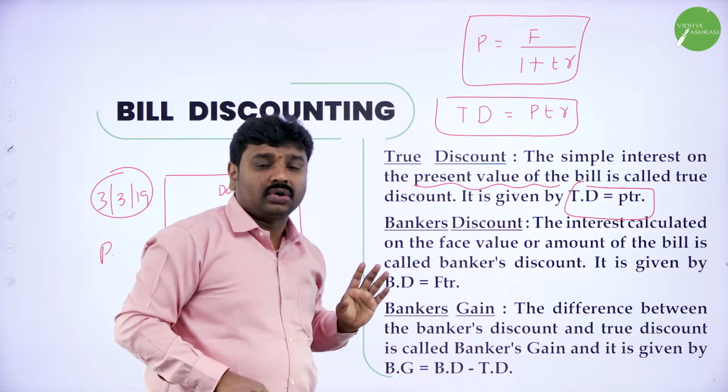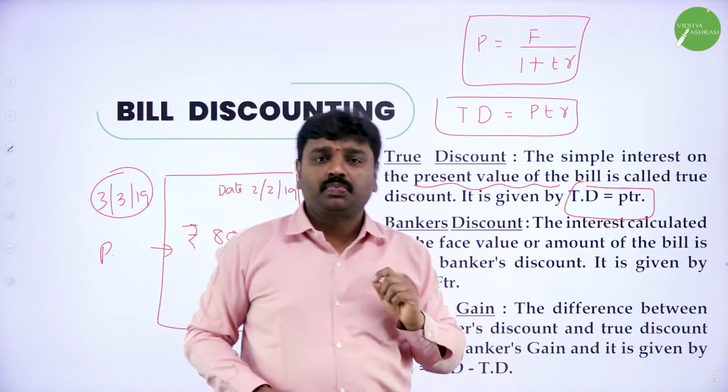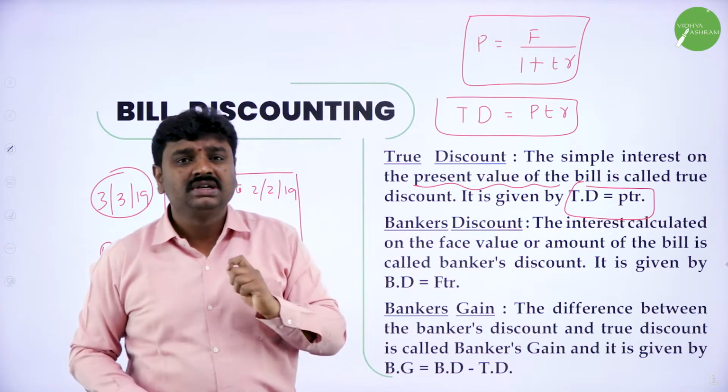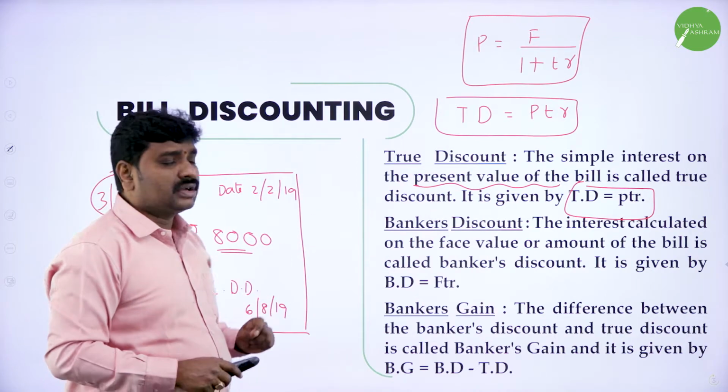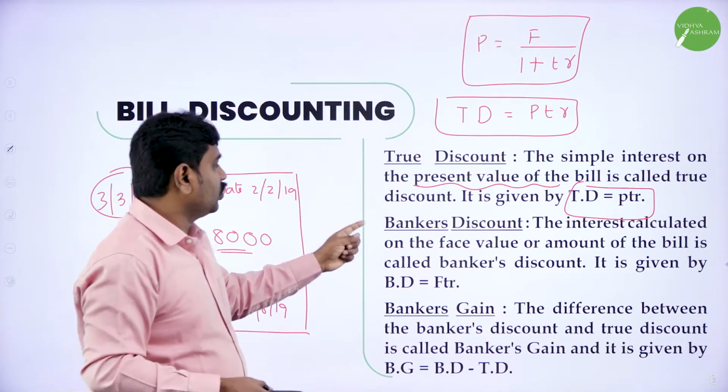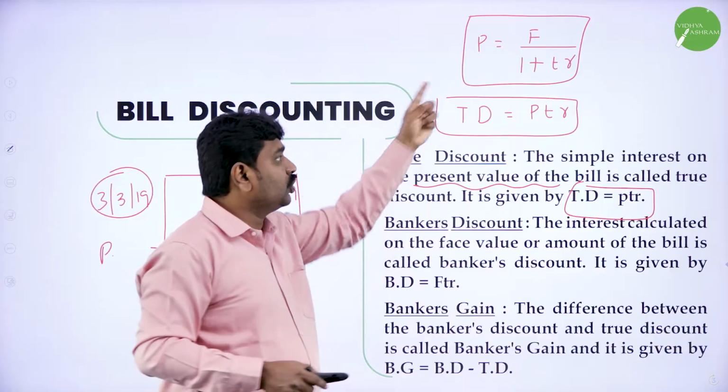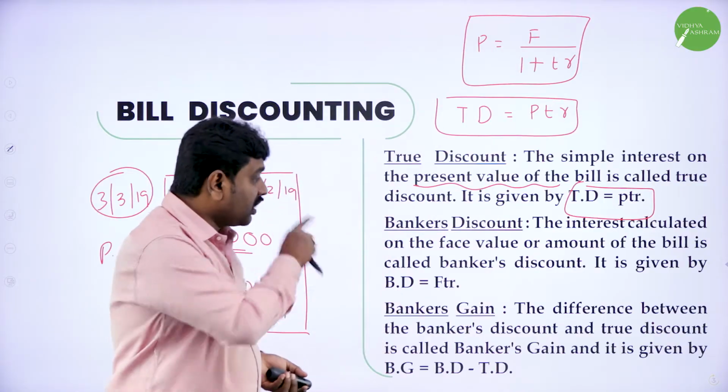Similarly, banker's discount. Banker always wants profit. So his business is with bill, means he want to get profit. So what he'll do? He'll discount more than true discount and he will discount on face value.